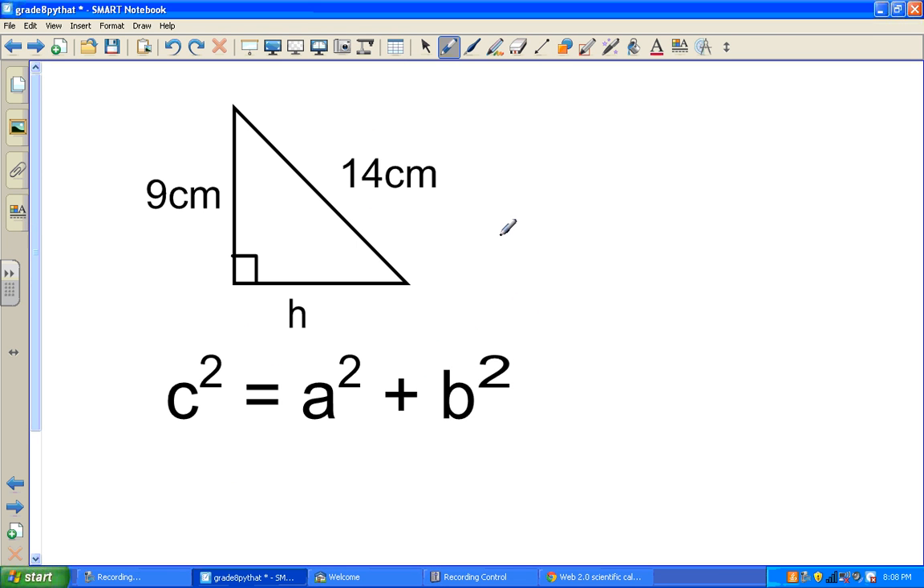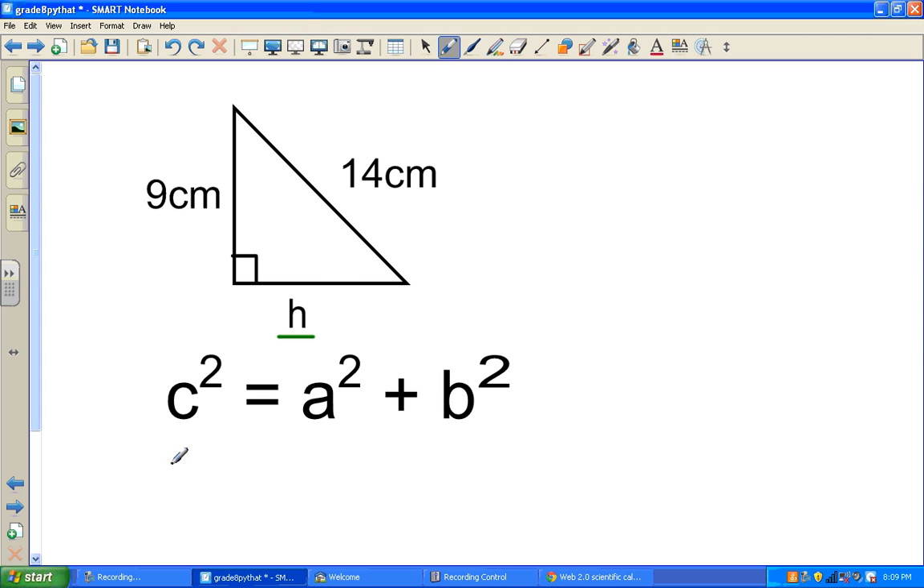Here's another example. This time we're given the hypotenuse, or C, but we're not given the other one of the legs. Could be B or could be A, but look how they labeled it. They tried to fool you by calling it H. Now I can call that any letter I want, and it doesn't matter. I just have to remember that this is one of the legs, and this is one of the legs, and this is the hypotenuse, or C.